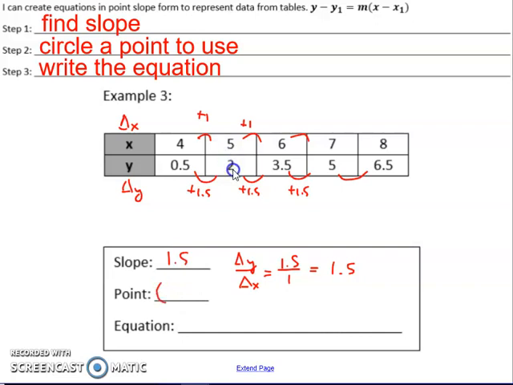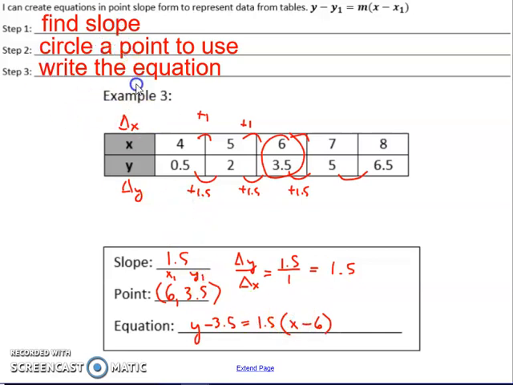I'm going to choose a point. Any point we want to use. Okay, let's go with 6 and 3.5. Okay, so 6, 3.5. And now let's create our equation. Y minus y1 equals m times x minus x1. So y minus, oh, let me label my point, x1, y1, minus 3.5 equals, the slope is 1.5, times x minus 6. There's my equation.